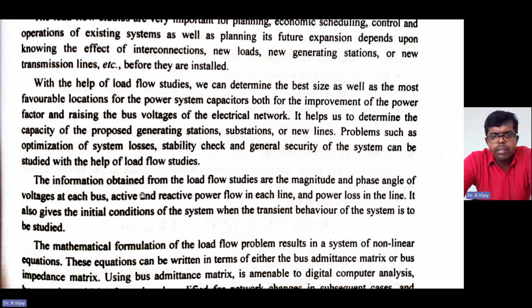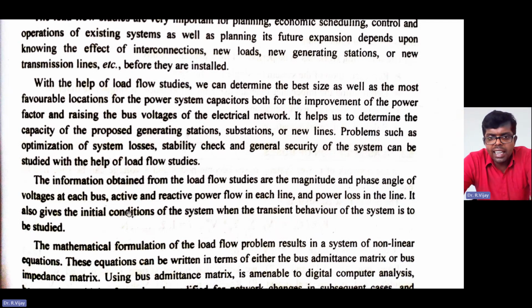Say, for example, active power and reactive power flow in each line, and the power loss in the line. So what is the power loss? As I said, 1500 megawatt, 1480 megawatt. So what is the power loss? 20 megawatt is the power loss. Like that, you need to calculate.